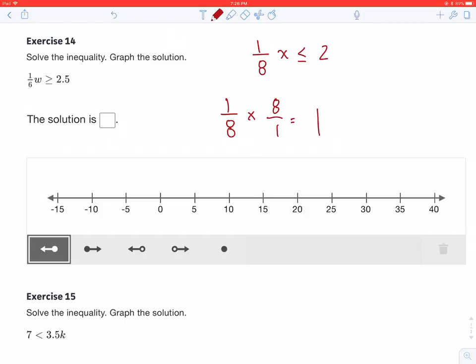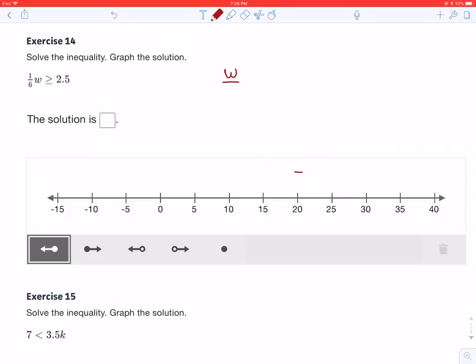And so if you saw that as a fraction and you were like, well, I'll just multiply by its reciprocal, 8 over 1 equals 1. And then I'm going to multiply the same thing over here, this 2, by 8 over 1, which is really just 8. Then you'll get the same answer, that x is less than or equal to 16. So either way that you saw it will get you to the same answer. And either way, you're going to need to multiply by 8. So using that same kind of knowledge, you're going to be solving this inequality in exercise 14.